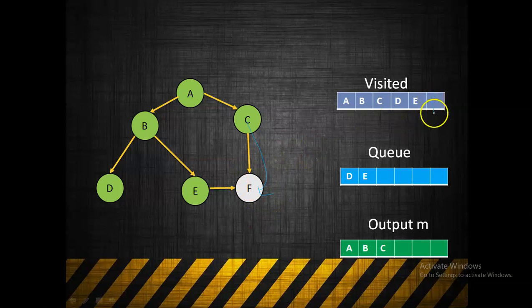So the next step, F will be placed in visited as well as Q. So F was changed to green color. That's fine. Now the output was A, B, C.